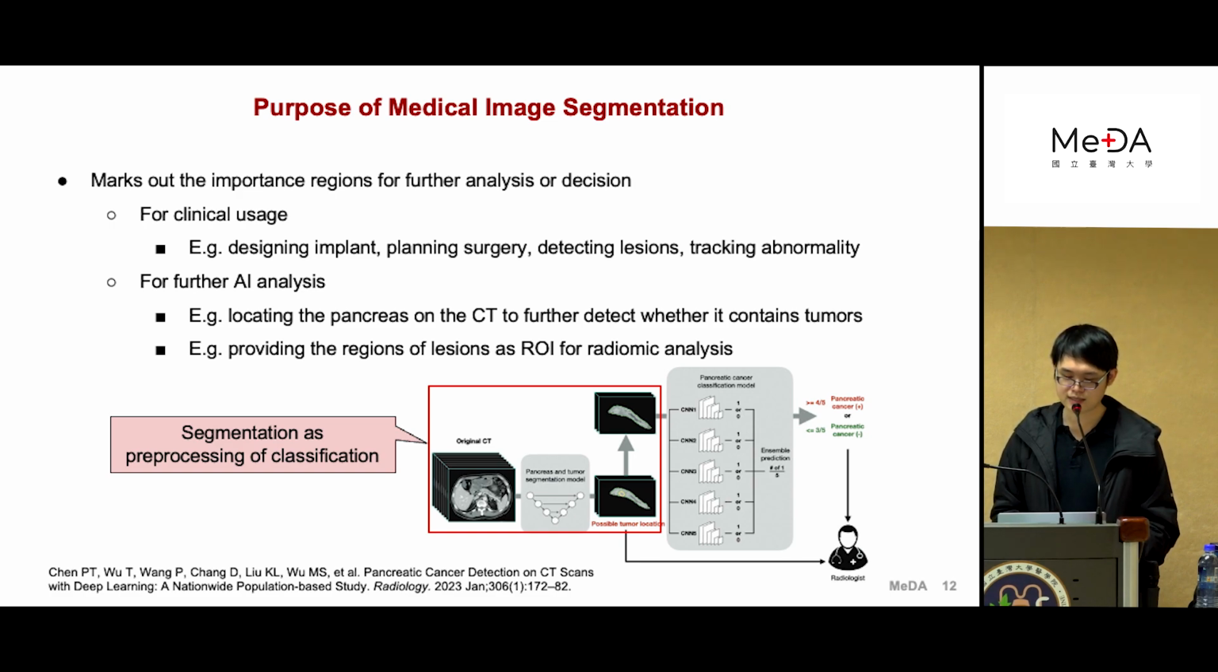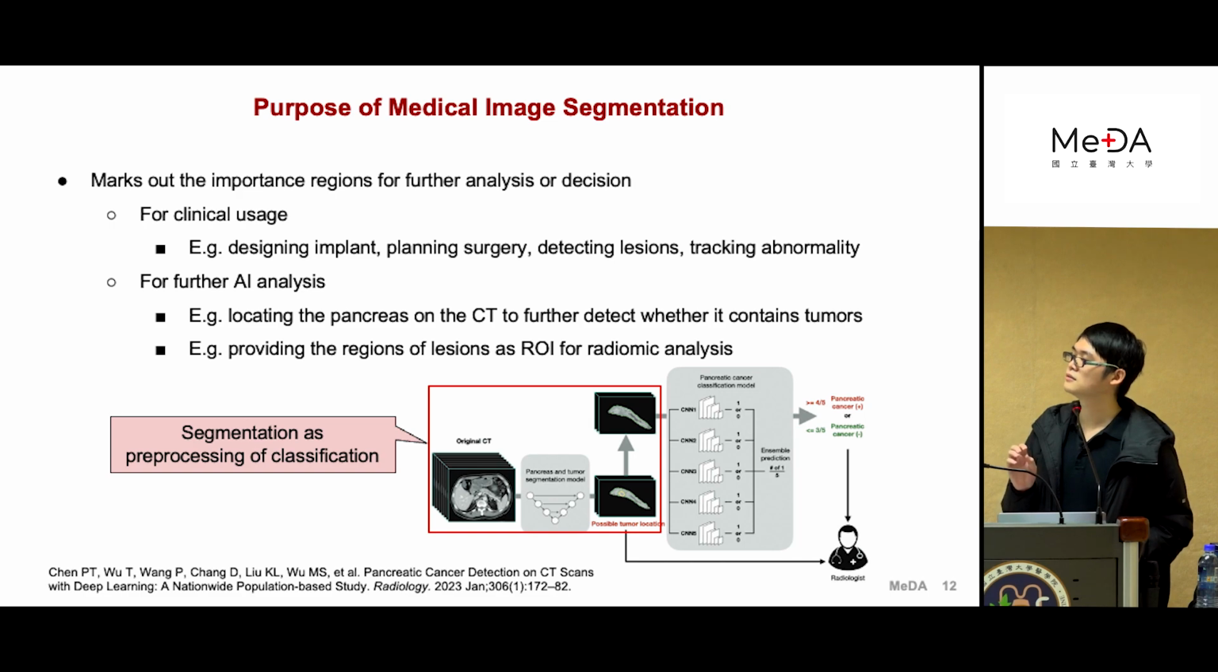And we would put the CT into a segmentation AI model to let AI generate a segmentation of the pancreas. And then we will use another AI model to analyze whether there is a tumor in this area. And then we can tell the doctor whether there is a pancreatic tumor. So in this case, the segmentation plays a very important role in circling out where the pancreas is.